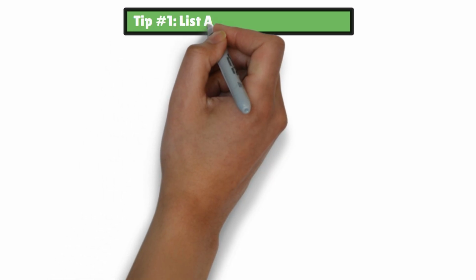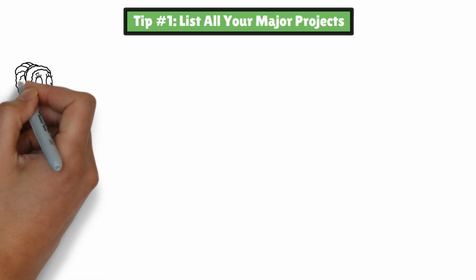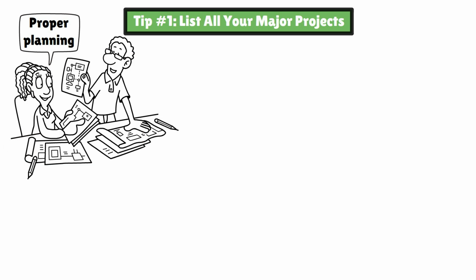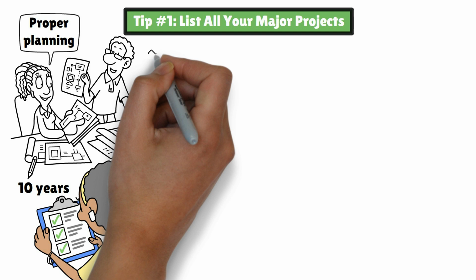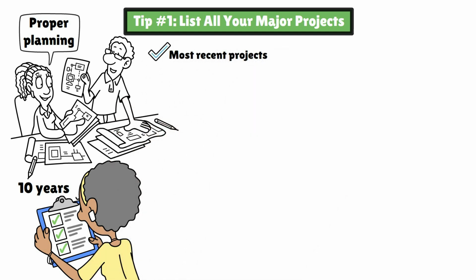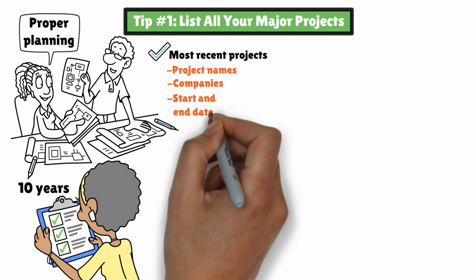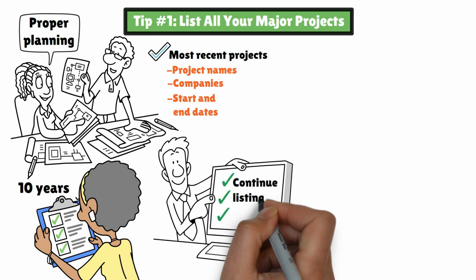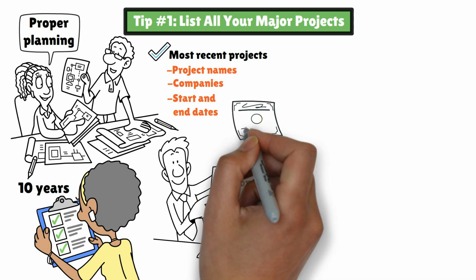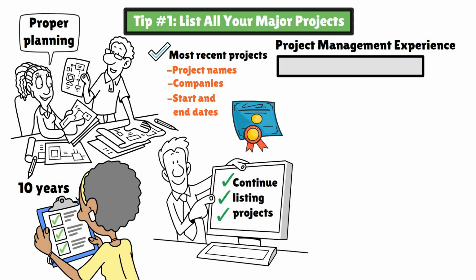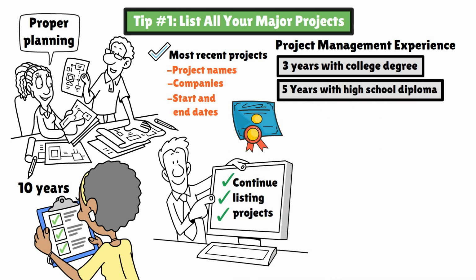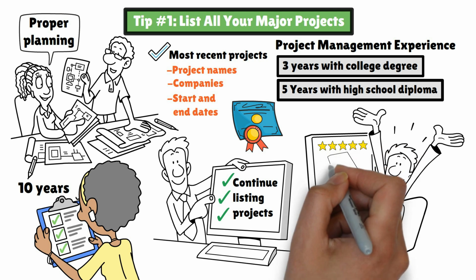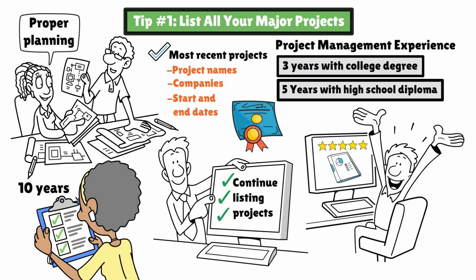Tip number 1. List all your major projects. The first step to a successful PMP application is proper planning. Start by listing all the major projects you've worked on within the last 10 years, beginning with the most recent projects and work your way back. Include essential details like project names, companies, and start and end dates. Continue listing projects until you have more than enough projects to satisfy the minimum 3 or 5 years of project management experience, depending on whether you have a 3 years with college degree or 5 years with high school diploma. Your past performance reviews and the company's project management information system can be invaluable resources for compiling this list.